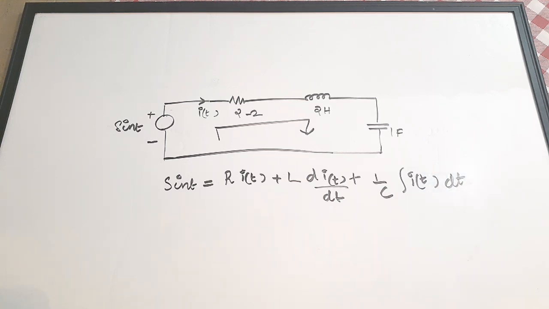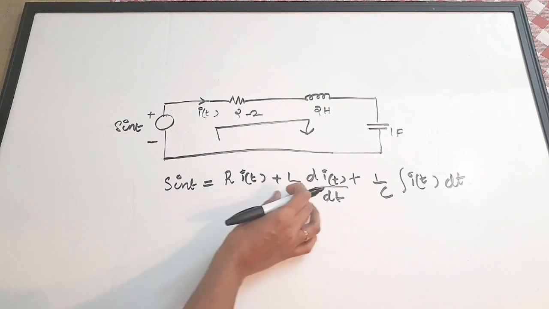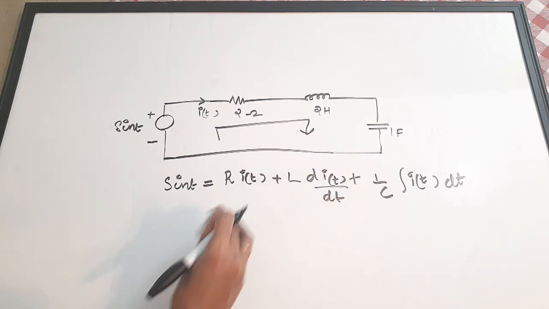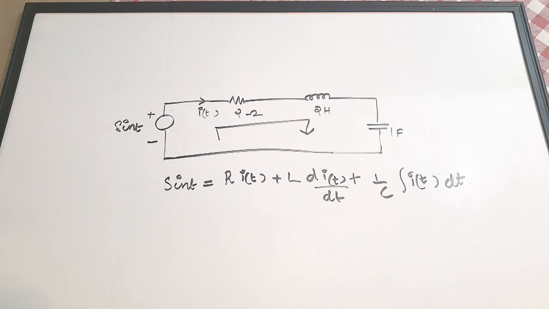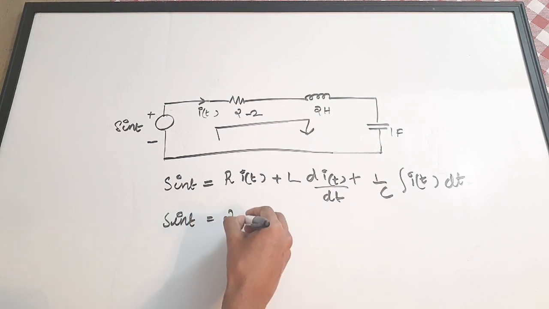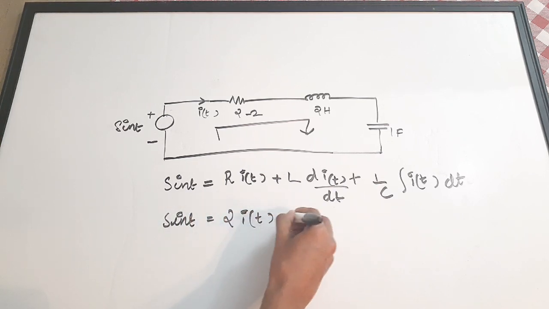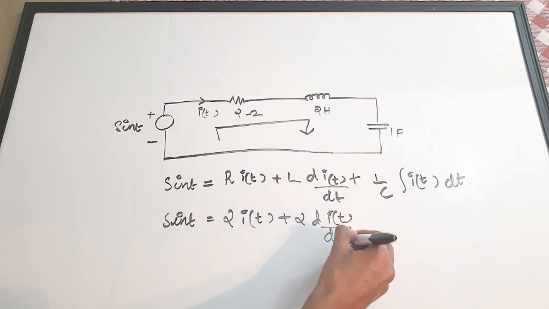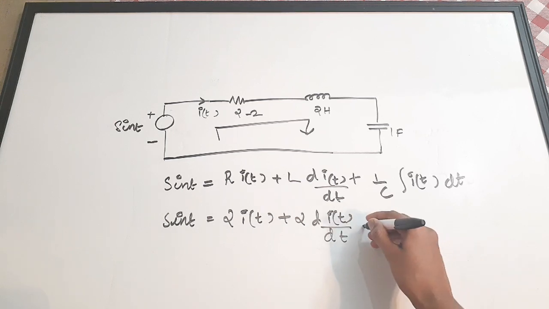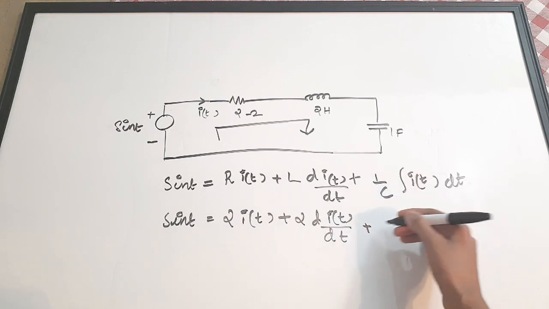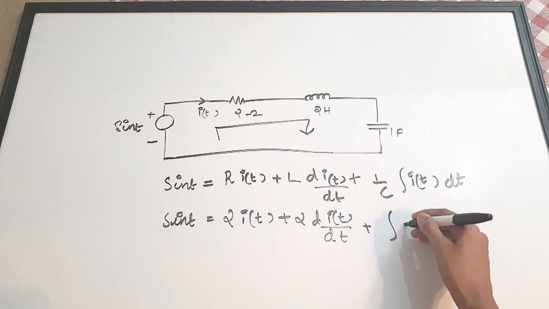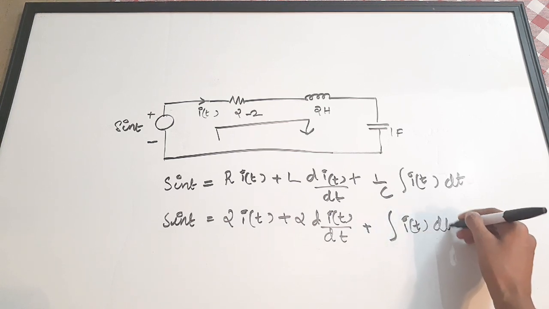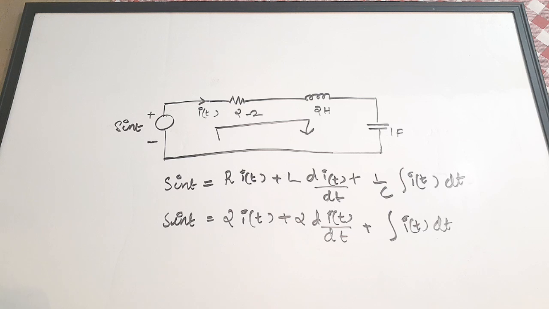Or you can write by substituting these values, I'll write in the next step. So sine t is equal to 2 I of t plus 2 di of t by dt plus 1 by 1 is 1, so we can cancel it, integral I of t dt. So this is the KVL equation.